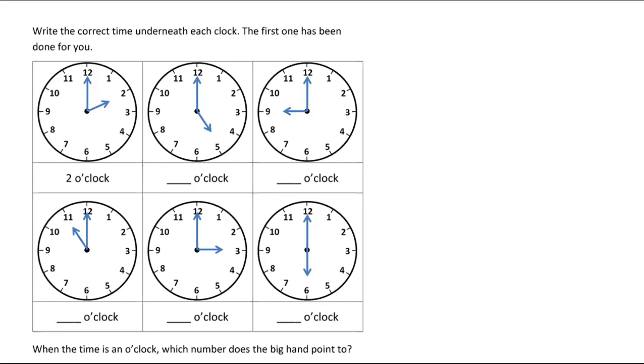Now, our clock is divided into four parts. In other words, it is called a quarter. What is it called? Quarter. So one quarter means 15 minutes.